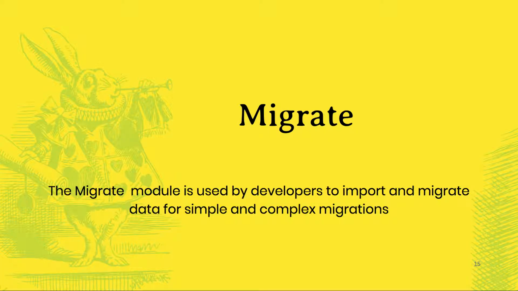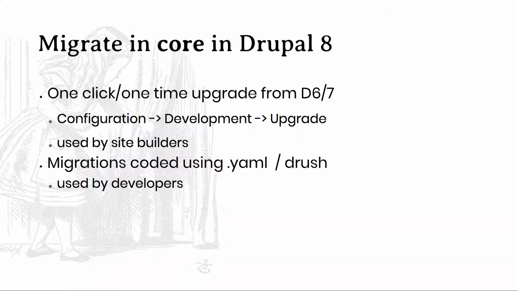Migrate module has been developed and is still used mostly by developers, and it is used for lots of very complex migrations, chain migrations, where things depend one on another. The big difference with Drupal 8 is that Migrate module is now in core. It's used, one-click migration is based on Migrate module. But if you want to do a migration, you need to code it. And you need to commit it in code.